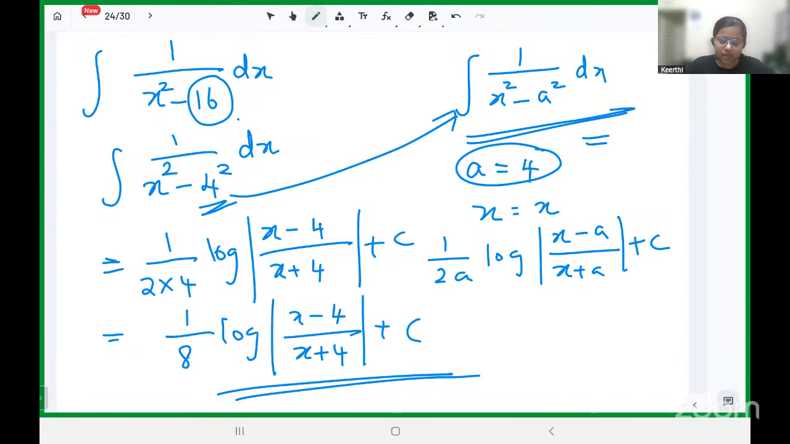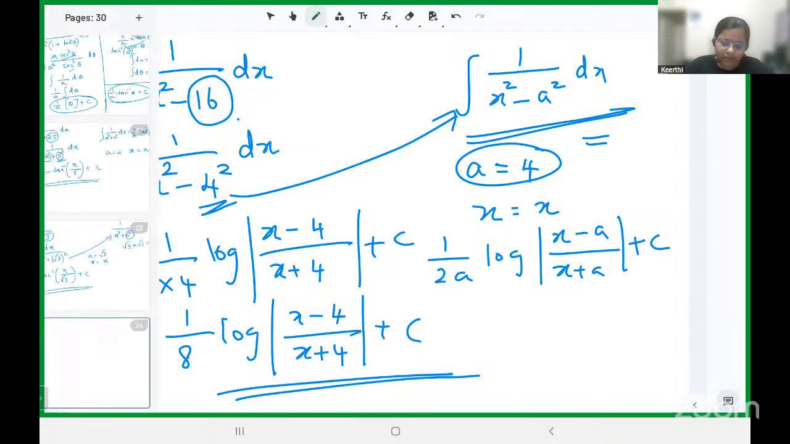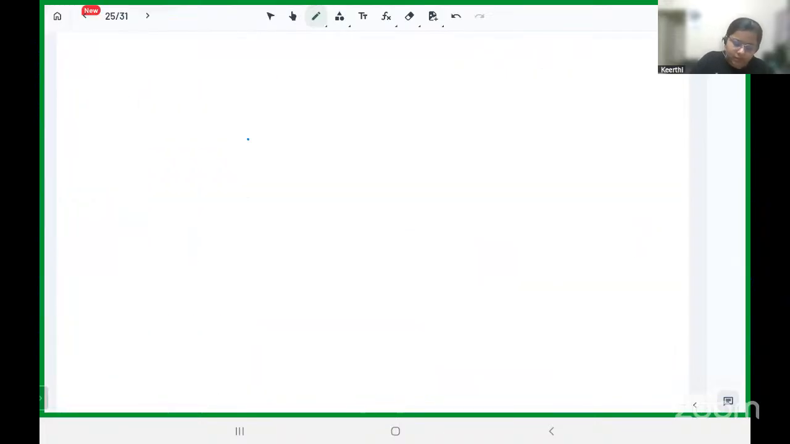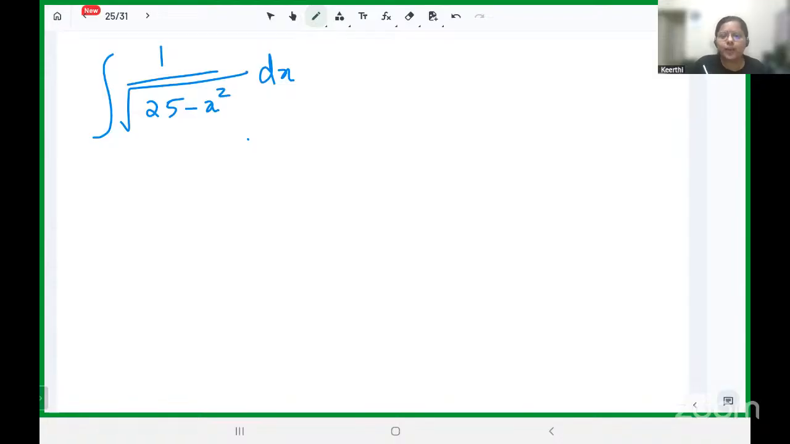Okay, so this is our integral value of 1 by x square minus 16 dx. Alright, moving on to our next question. Integral 1 by root of 25 minus x square into dx.